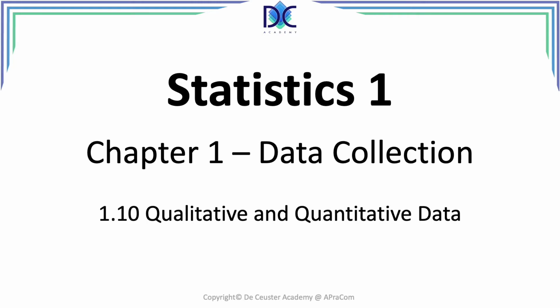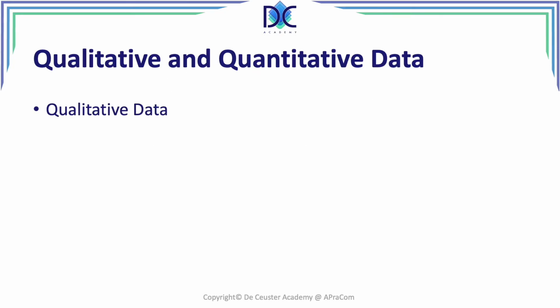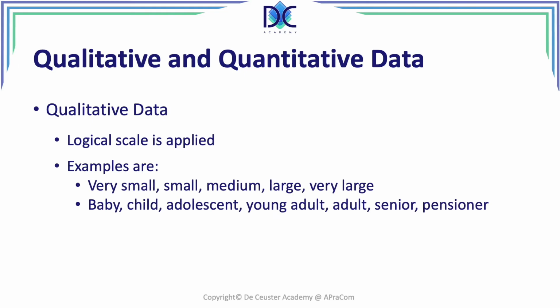But let's start now with qualitative and quantitative data. Qualitative and quantitative data. Qualitative data relate to data which have a logical scale that is applied. We're not looking at numbers, but basically what we have are indications like small, very small, medium, large, very large. We can look at baby, child, adolescent, young adult, adult, senior, and pensioner.